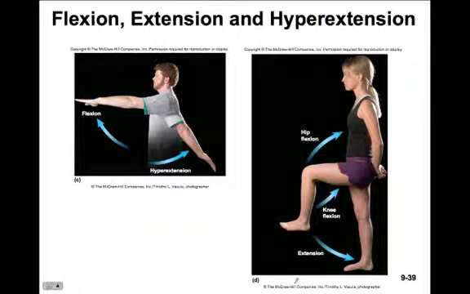Again, we can look at that in the arm. We can flex the whole arm up to shoulder height. We can extend it back to zero position. And then we can hyperextend, going back behind our back. We can also do hip flexion and extension and knee flexion and extension, as well as ankle flexion and extension.